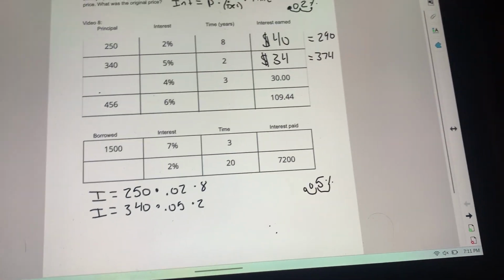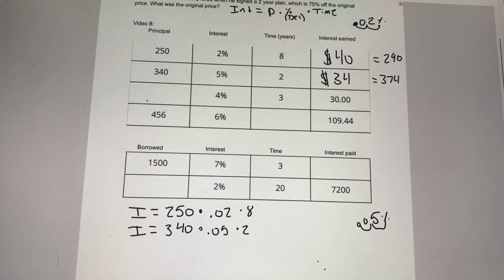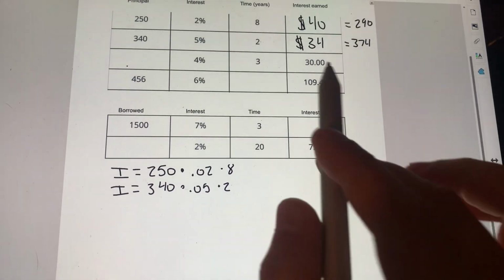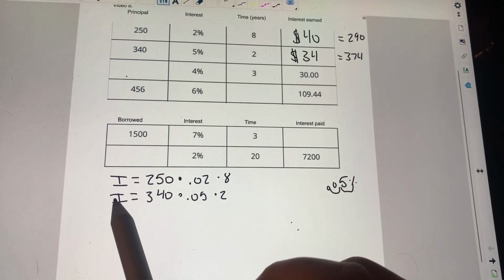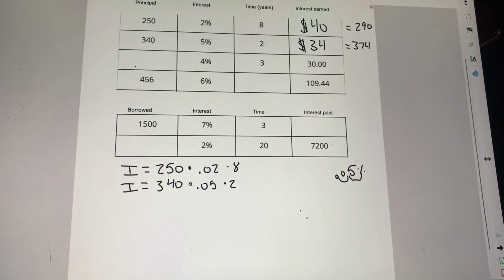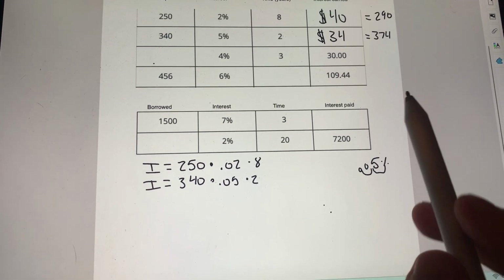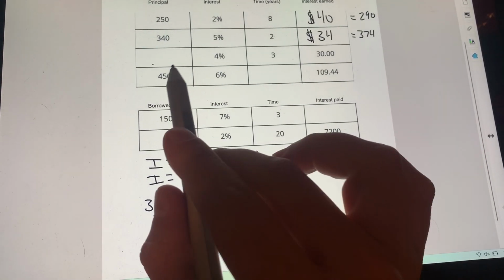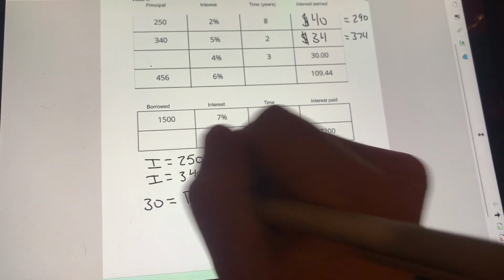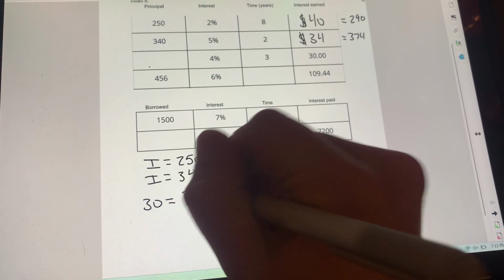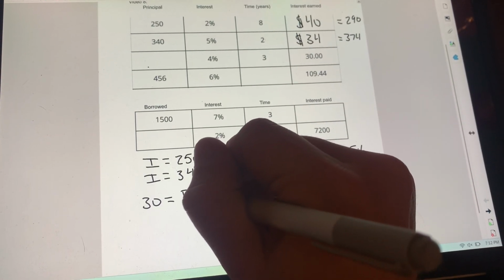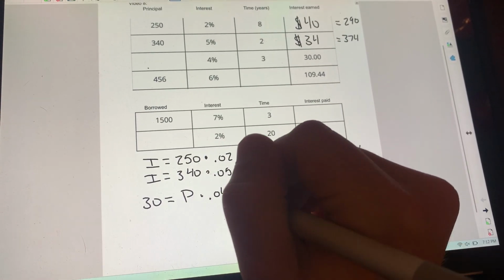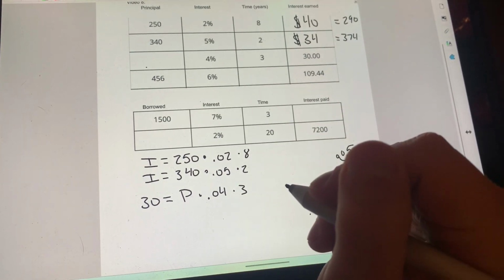Now, these next two we're doing are a little bit different because we're given the interest. So I know what I is, but I don't know a couple other factors. So we're going to have to solve it a little bit differently, but we're going to set it up the same way. So instead of I equals, I know my interest is $30. I know over the course of this, I earned $30. This time, I don't know my principal. So P times 4% as a decimal is 0.04 times 3.